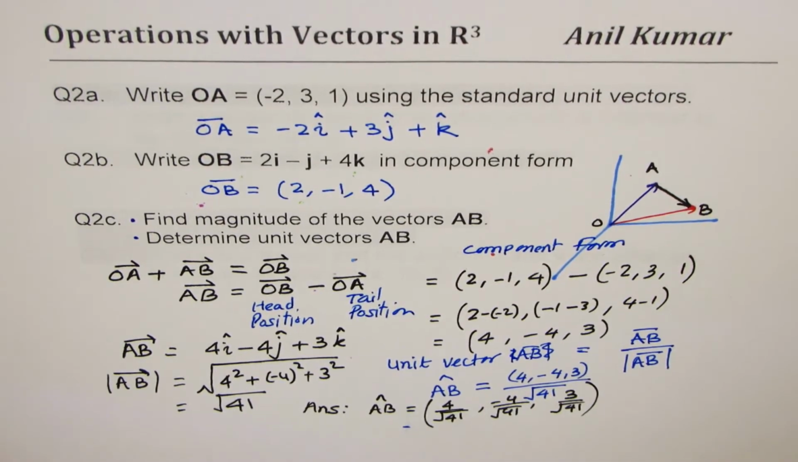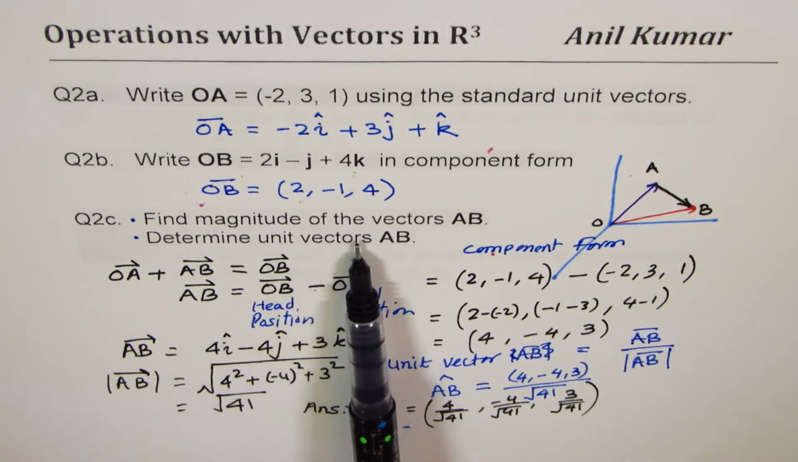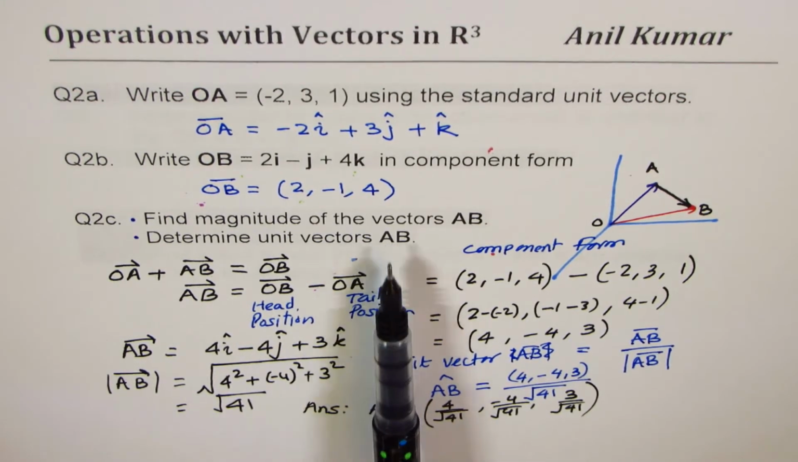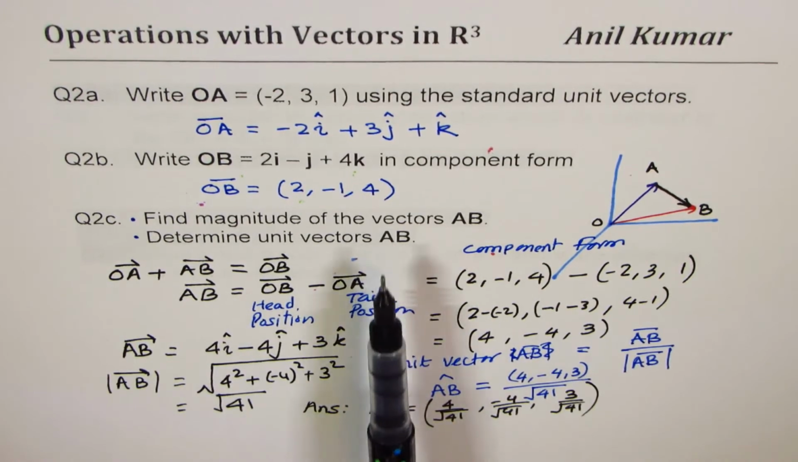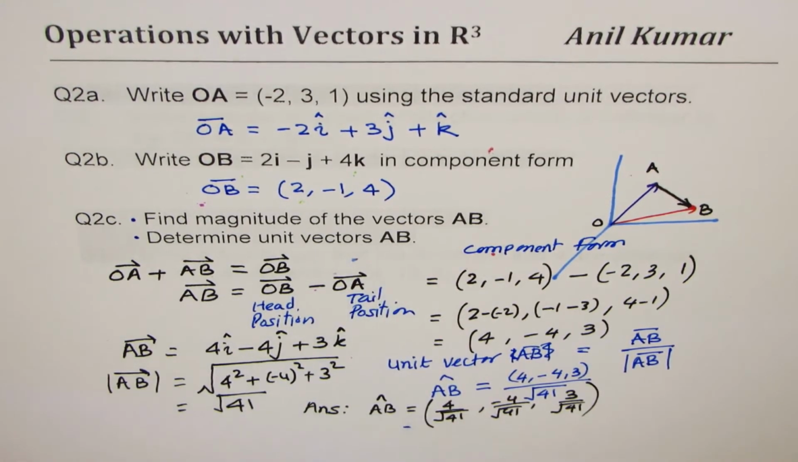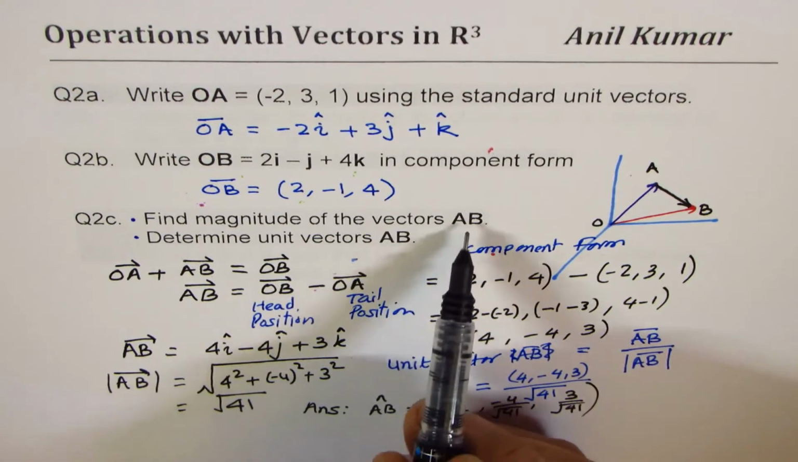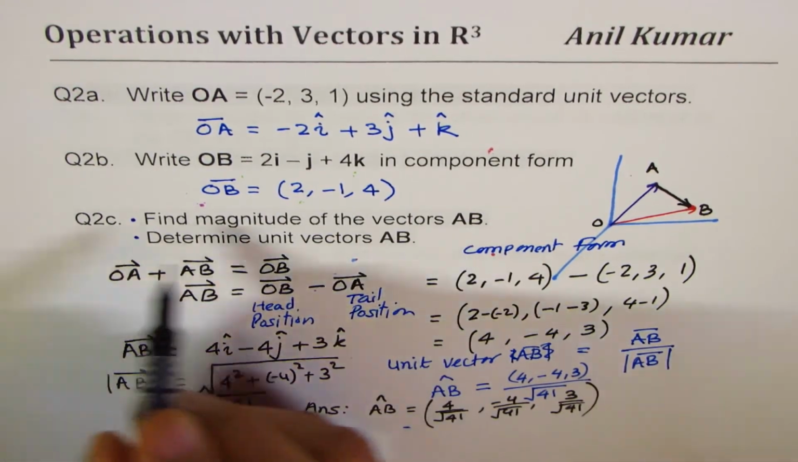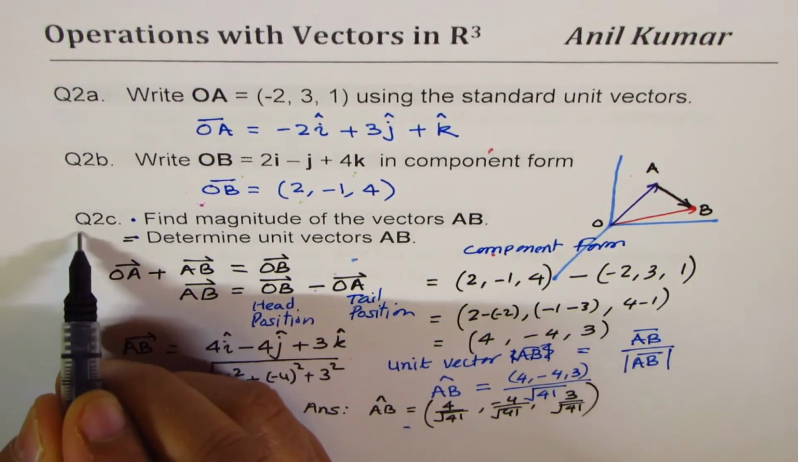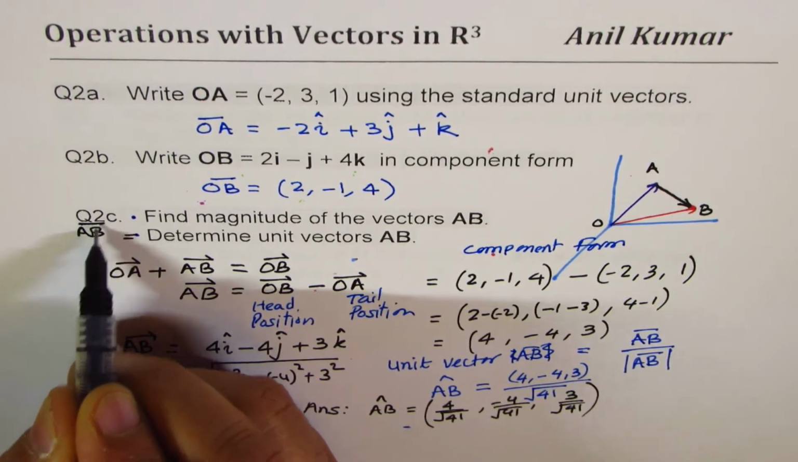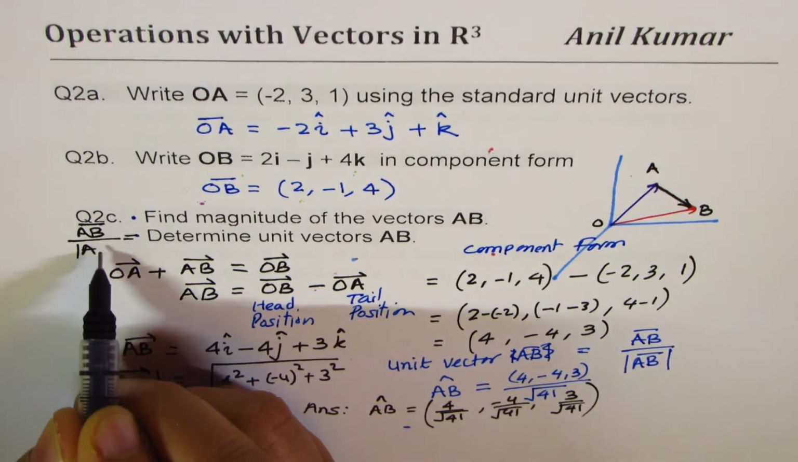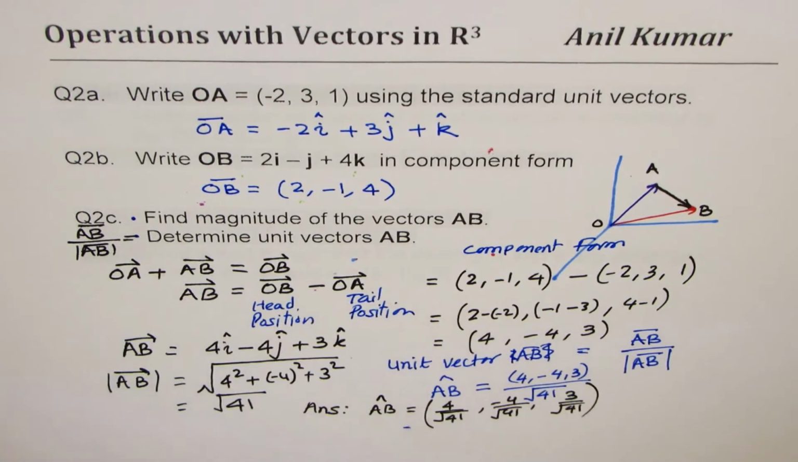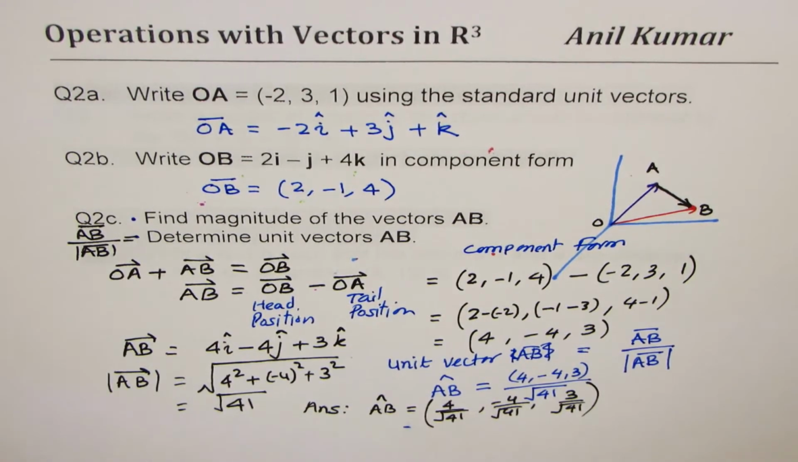So I hope it's absolutely clear. Basically, a unit vector is a vector in the same direction with magnitude of 1. And how do you get it? You get it by dividing the vector by its magnitude. So the unit vector is equal to the vector AB divided by the magnitude of AB. Perfect. So that is how you should find it.